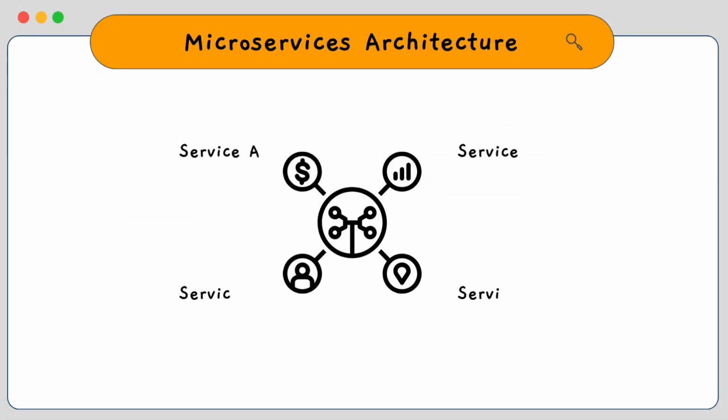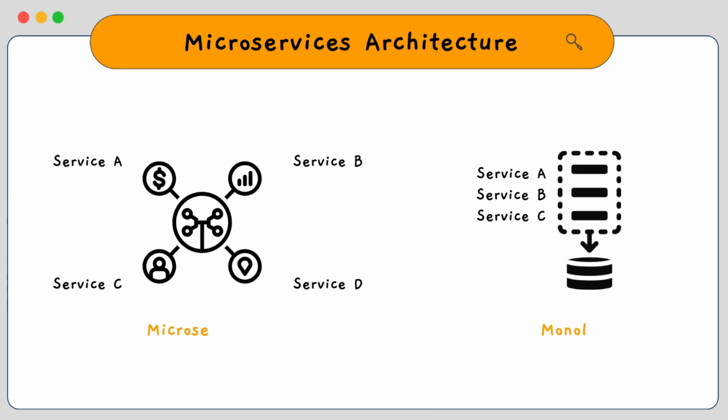Microservices architecture is a way of building applications by splitting them into smaller, independent parts called services. Each service focuses on one specific task. For example, in a pizza delivery app, there could be one service for handling orders, another for managing payments, and a third for tracking deliveries.